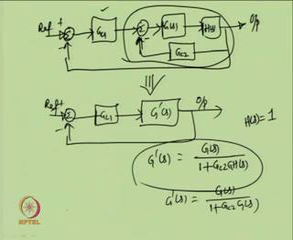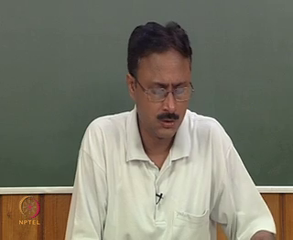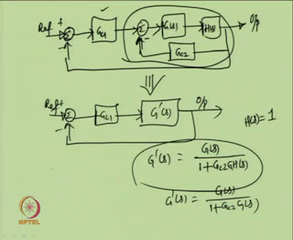Now, how is that advantageous? This inner feedback enables us to place the poles of the original process at certain desired locations. To support that, let us consider a plant transfer function G(s) equal to 2 upon s square minus 4 and the controller GC2, a PID controller of the form Kb plus TDs.